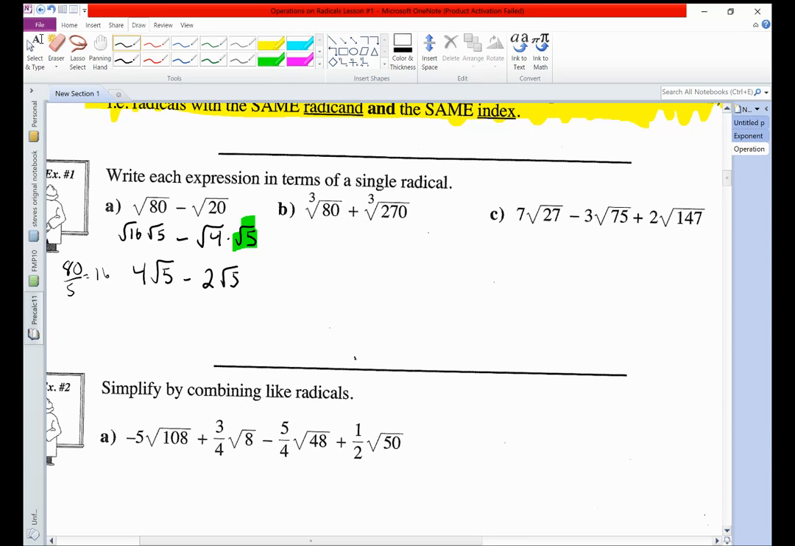So it's a bit of a weird process, but it does help if you don't see it right away that they both can be written as a root 5. So now I have 4 root 5 minus 2 root 5, and that equals 2 root 5.